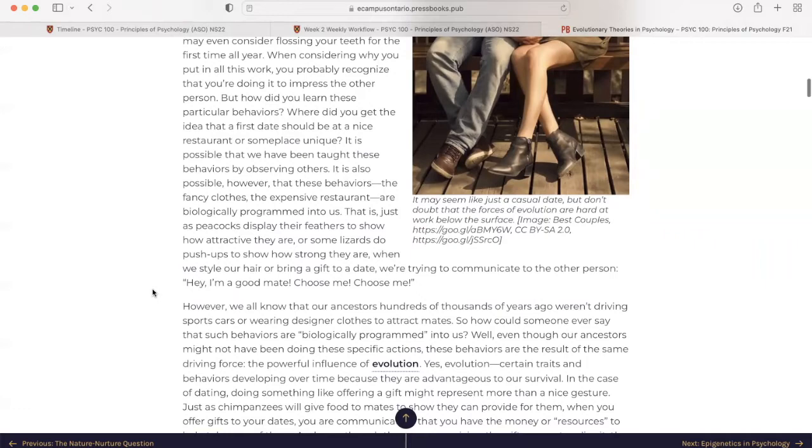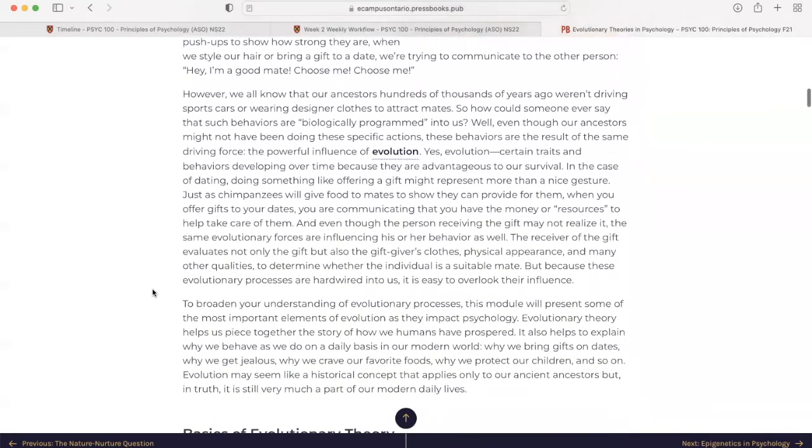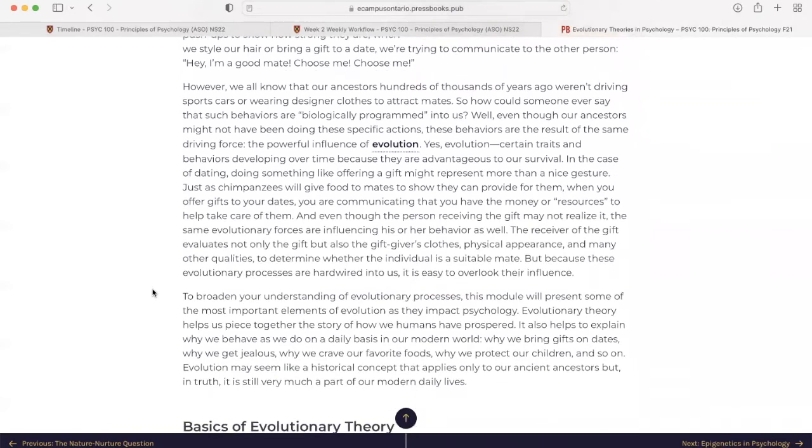Choose me. Choose me. However, we all know that our ancestors hundreds of thousands of years ago weren't driving sports cars or wearing designer clothes to attract mates. So, how could someone ever say that such behaviors are biologically programmed into us? Well, even though our ancestors might not have been doing these specific actions, these behaviors are the result of the same driving force, the powerful influence of evolution. Yes, evolution. Certain traits and behaviors developing over time because they are advantageous to our survival.